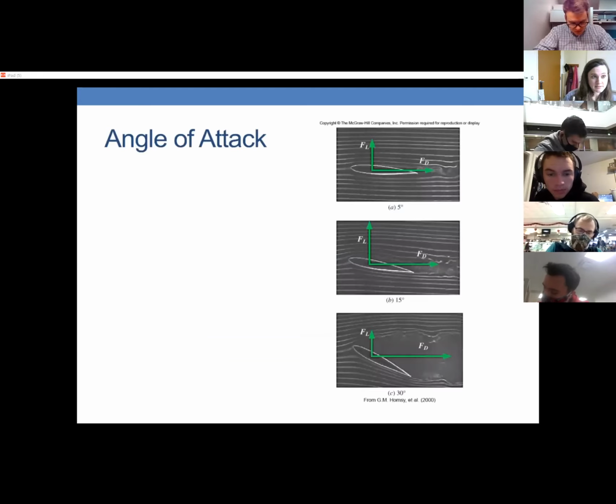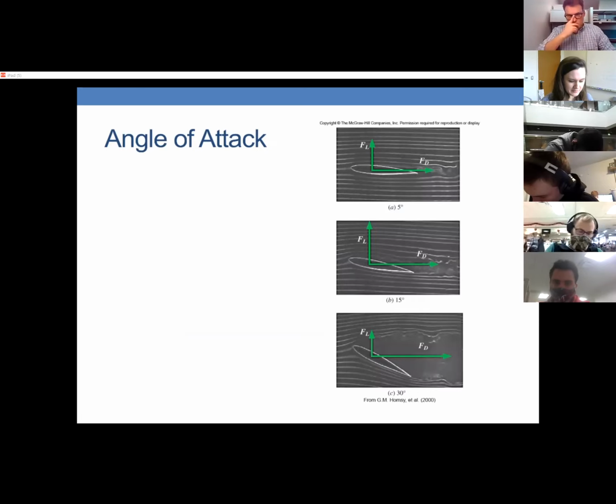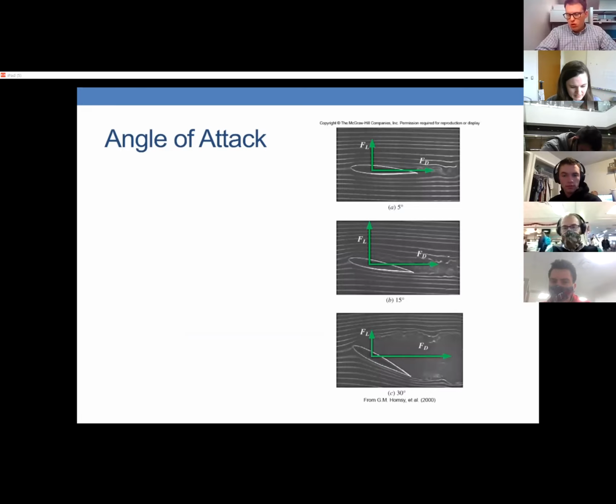So that means what's important for creating lift is the angle of attack. So we have these three wing shapes that are at different angles compared to the flow. And in the first one, you can see how you tilt it will change the relative size of the lift forces and the drag forces. Now, this should make sense to us.